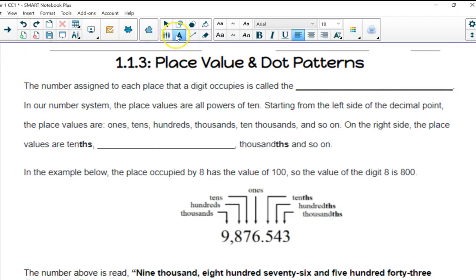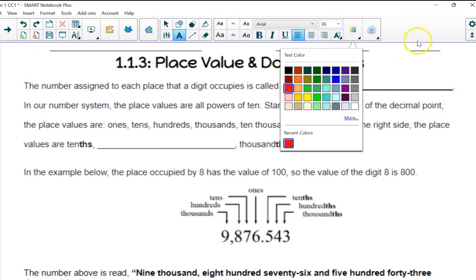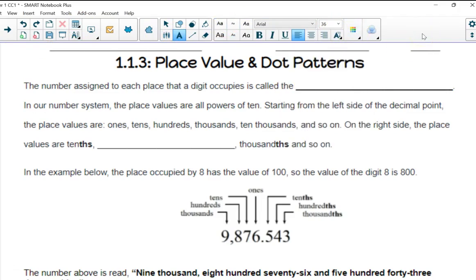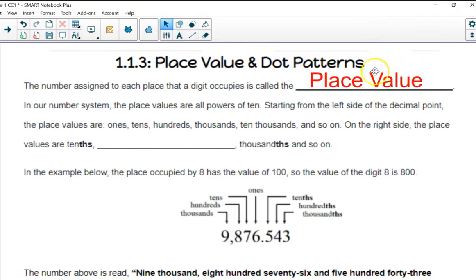So let's get some vocab out of the way. It says the number assigned to each place that a digit occupies is called place value. In our number system, the place values are all powers of 10. What that means is it goes up by a factor of ten each time.